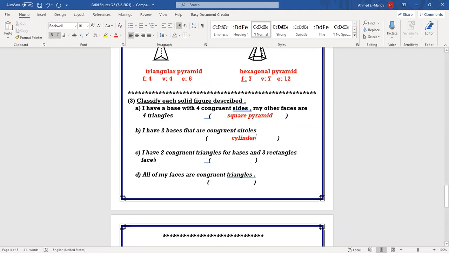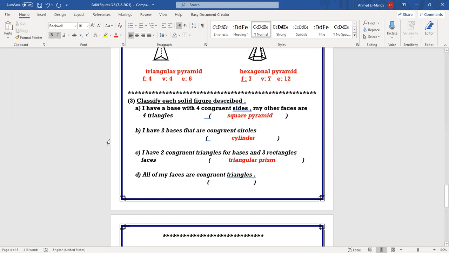C. I have two congruent triangles for bases. Has two bases, each one is triangle. Because this has two bases, it will be prism. It's a prism. And the figure of the base is triangle. It will be pyramid? No. It has two bases. Yes, it has two bases. For that, it will be prism, and the base is a triangle. Then the name of it is triangular prism.